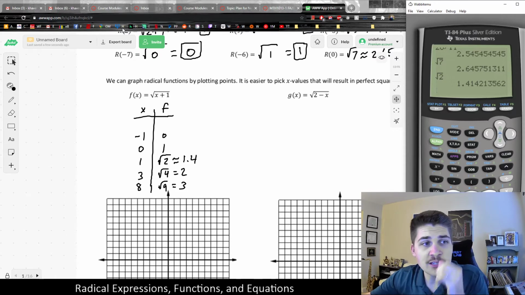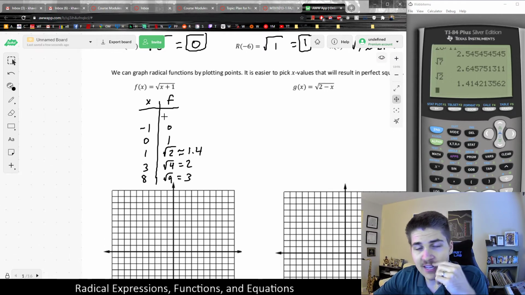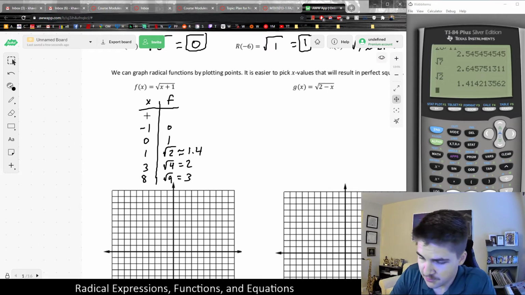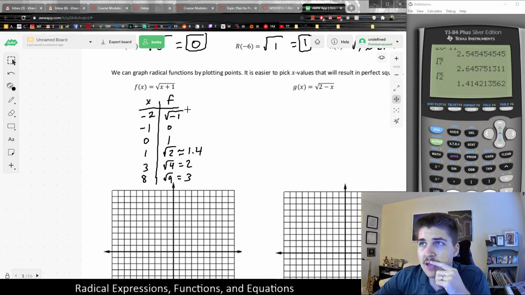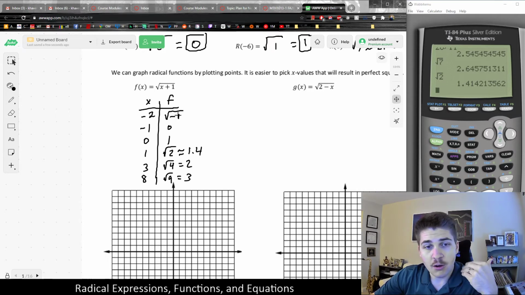But also what I wanted to mention is, why didn't I check to the left of -1? Why didn't I check, for example, -2 or -3? The issue with square root functions and graphing is that if I plug a negative into this, I'd be left with the square root of -2 plus 1, which is the square root of -1. And one of the key problems with square roots in general is that the whole point is to figure out what number squared makes the inside, which of course in the case of 4 is 2.